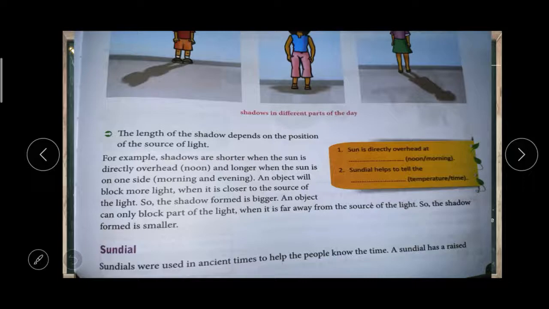Do you understand up to this much? I think this will be somewhat difficult for you to understand. If you are not able to understand, we can discuss it in the Zoom interaction class. Okay, once again I am repeating. Listen carefully.